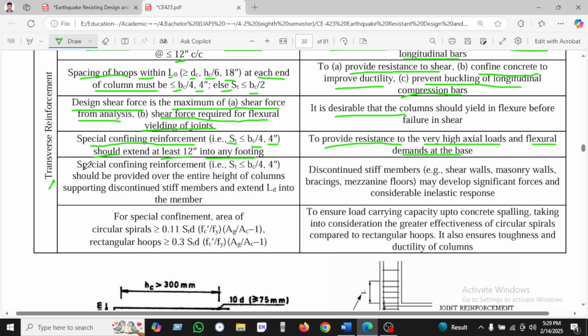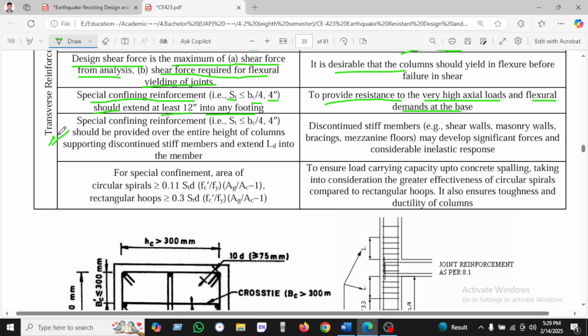at the base. Okay, let's see another point, which is the special confinement reinforcement. The spacing will be the same, b divided by 4 or 4 inches square, whichever is greater. It should be provided over the entire height of the column supporting a discontinued stiff member, and extend Ld, where Ld means development length, into the member. And the explanation is that this discontinued stiff member, such as a shear wall, masonry wall, bracing or mezzanine floor, may develop significant stress and considerable inelastic response.